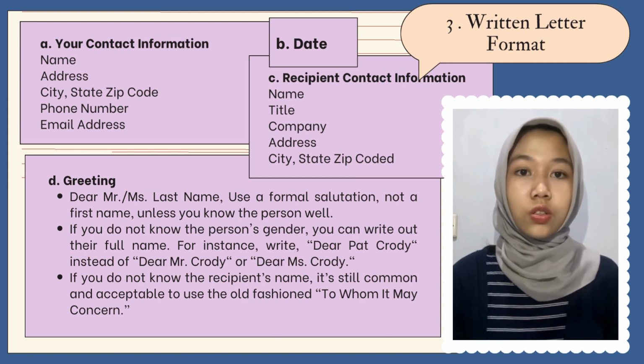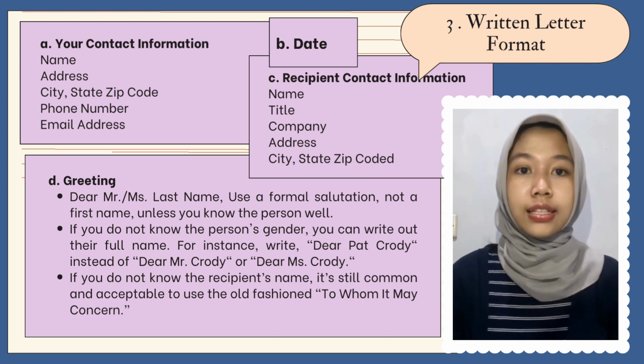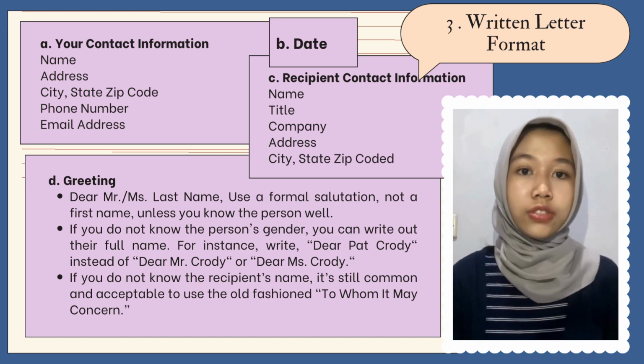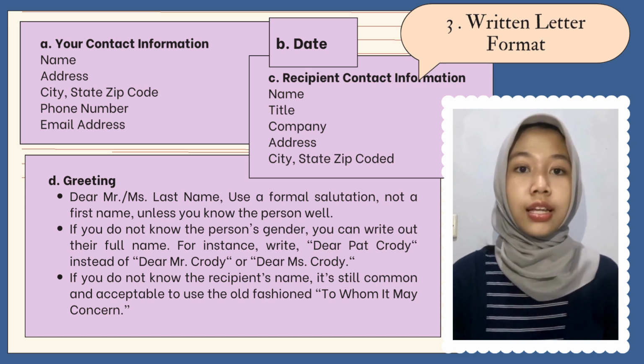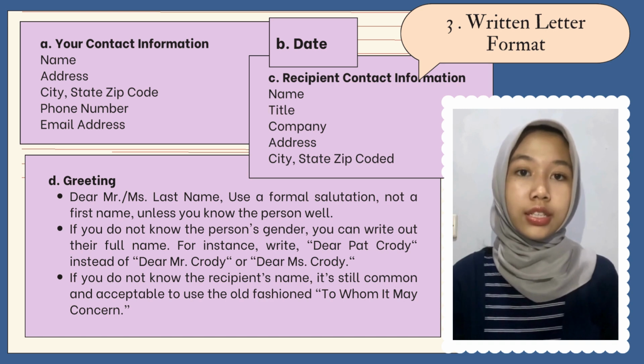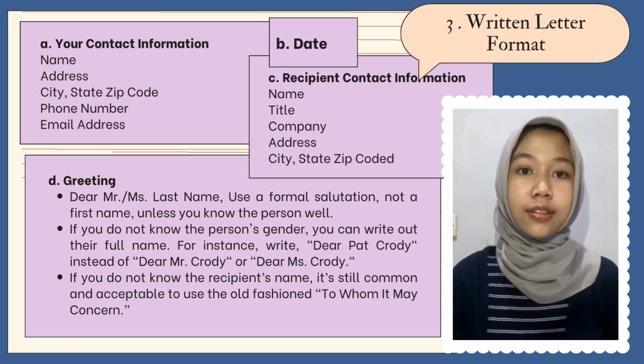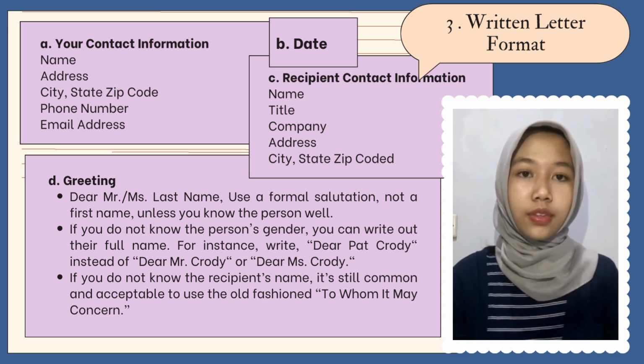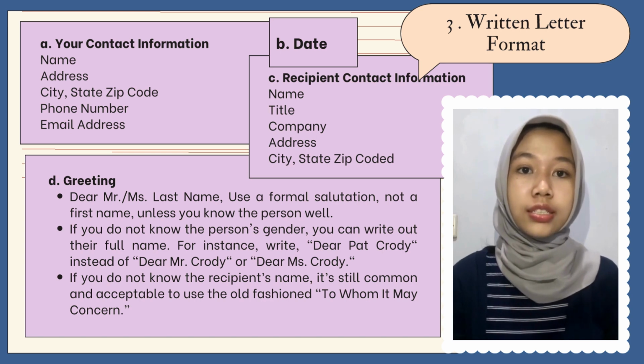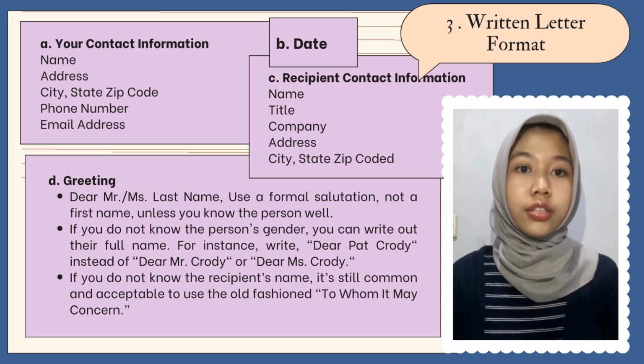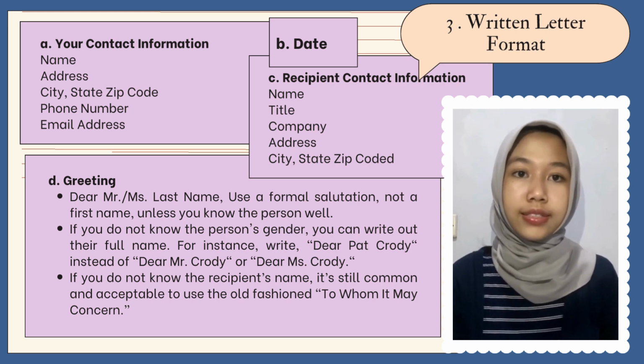It should include the recipient's full name, then include the title, after that include the company name, next include the address, and finally include the city, and state zip codes. All of this ensures the letter reaches the intended person directly and is crucial for formal acknowledgement and replies.